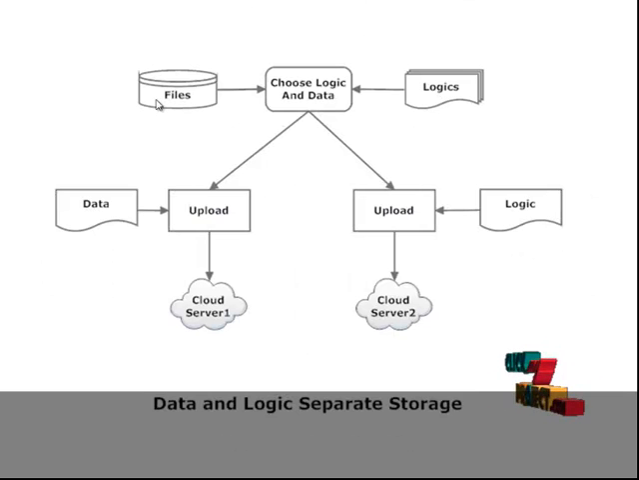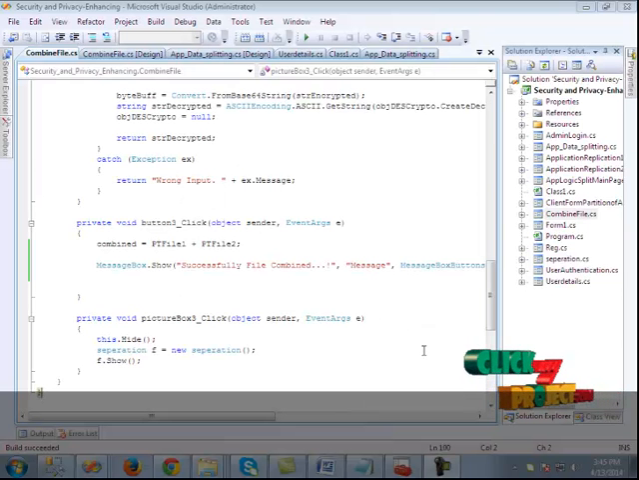So the next process is the data and logic separate storage. Here the system enforces the user to store the logic and data in separate clouds. First the user chooses the data and uploads it to the cloud server. Two clouds are used, and the logic is also chosen and executed in a cloud server. So separate distinct clouds are used, that is cloud server 1 and cloud server 2. Let us see the demo of the project.